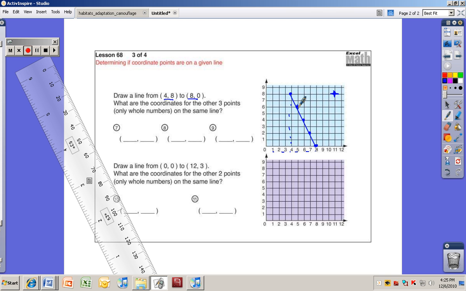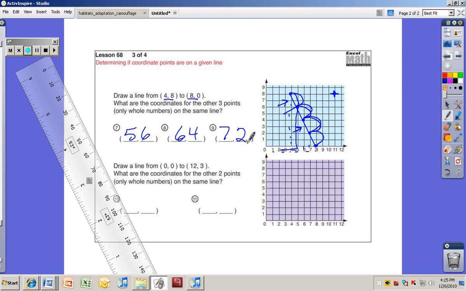Notice that the points are equidistant apart. I don't have a point up here and then skipping one way down here or something like that. They're all equal distances down the line. And so now I have to name those 3 points. The first one is right here, and that is at over 5 up 6. 5, 6. The next one is right here, and that's over 6 up 4. And the last one over 7 up 2.